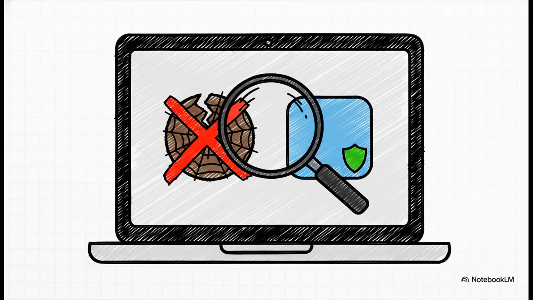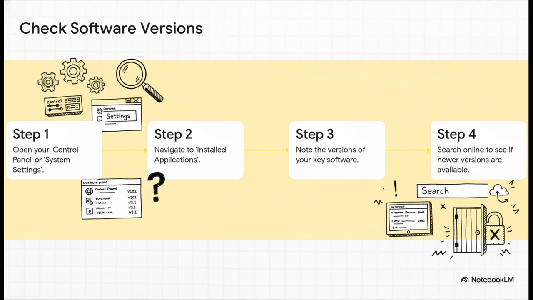All right, enough theory. Let's get our hands dirty. It is time for a practical, hands-on lab that you can do on your own computer right now. This is where we go from just learning to actually doing. Go ahead, you can pause this if you want. Open up your computer settings and find the list of your installed applications. Find your web browser or any program you use a lot and look for its version number.